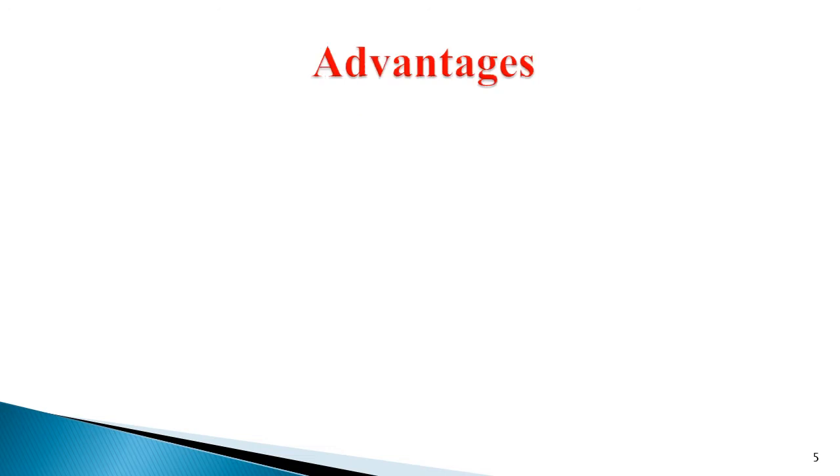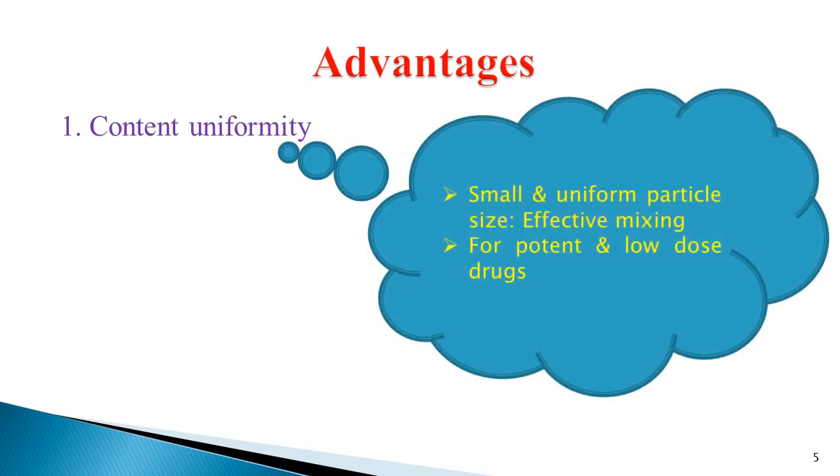Now we will move on towards the advantages of size reduction. First, content uniformity. To pass the test for content uniformity, the particle size of the material should be small and uniform so that effective mixing can take place. For this, the size reduction process is carried out. Larger or coarser particles will be converted into small and uniform ones so that the content uniformity test can be attained. It is mostly applicable for potent and low dose drugs.